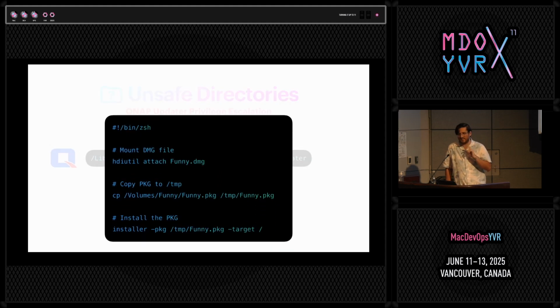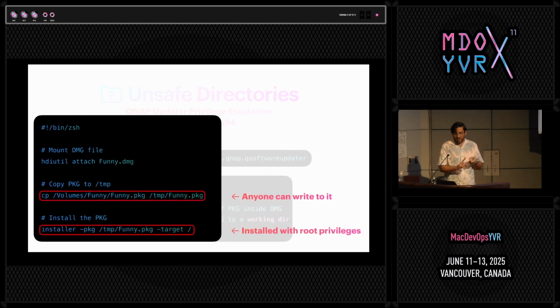If we take here a sample bash script, or a ZSH script, we can see it's going to do similar work to what QNAP was doing. We're going to mount the disk image, copy to temp, and then install it. The problem here is that, one, we're working in /tmp. Anyone can write to that directory, not just root users. And then, of course, you're installing that PKG with root.